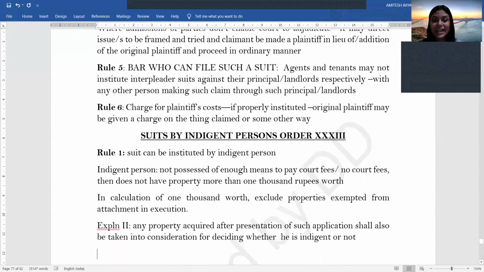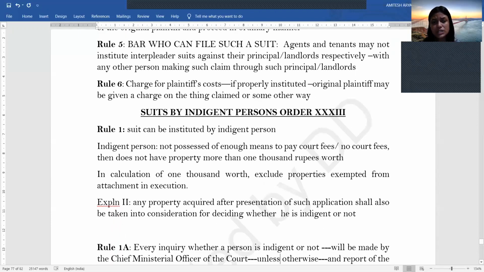Now we move on to suits by indigent persons. That is order 33. Rule 1 states that a suit can be instituted by an indigent person. And who is an indigent person? A person who does not have enough capacity to pay the court fees or any other fees attached to such a suit, or if there is no court fee prescribed as such, then a person who has no property worth more than 1,000 rupees. And how do you calculate that 1,000 rupees? You will exclude all those properties that cannot be attached in execution.